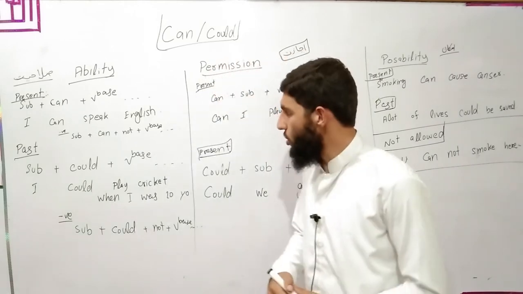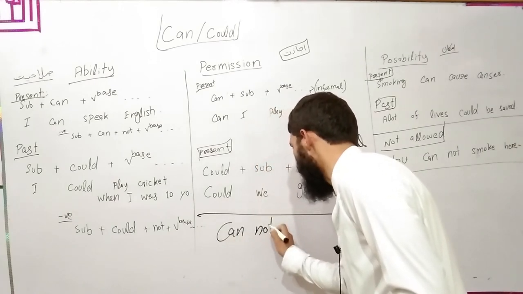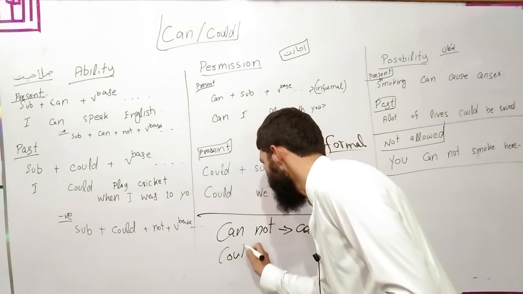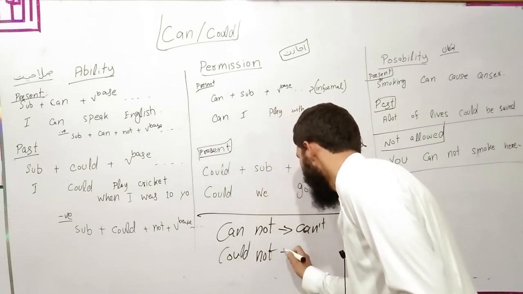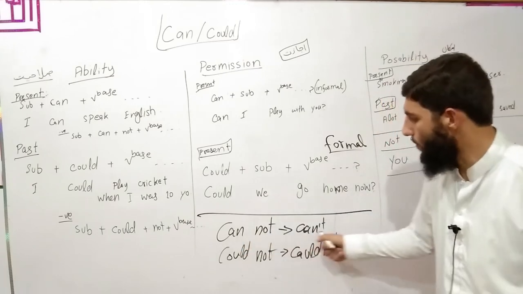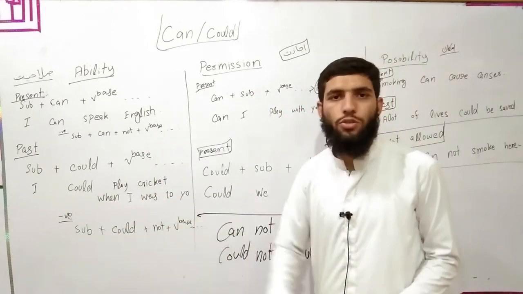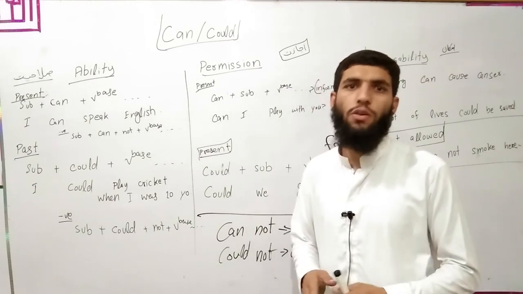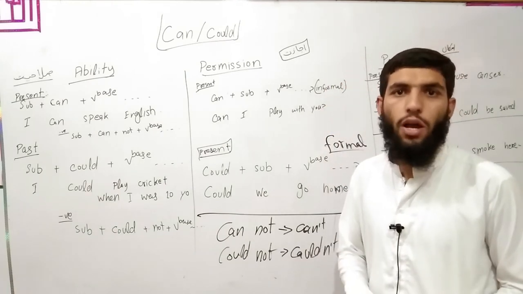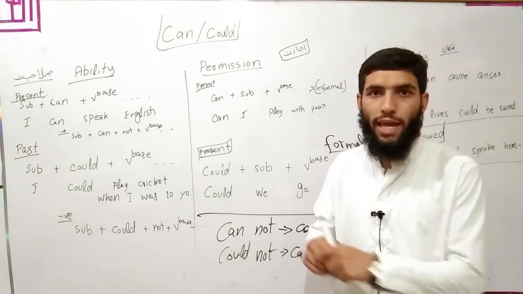Now the short forms of can and could. Cannot becomes can't, C-A-N-T. Could not becomes couldn't. For example, I can't play cricket. I can't speak Japanese. I can't come with you. Next, I couldn't ride a bike when I was 10. I could not speak English when I was at school. I couldn't come with him.